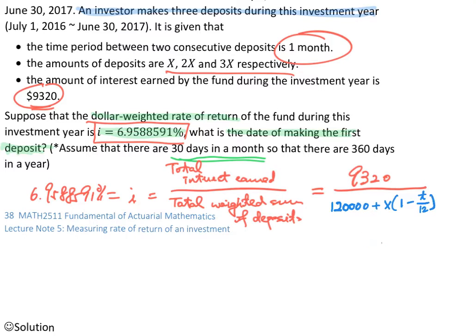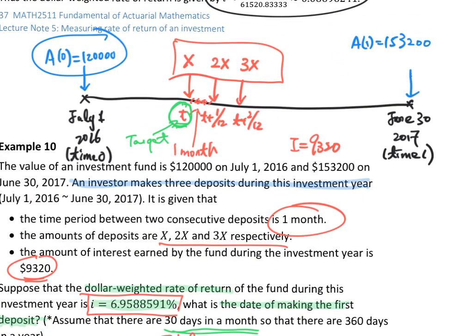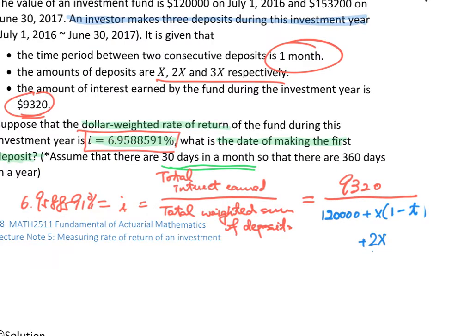No, sorry, I got it wrong here. It's only 1 minus t. And then for the next one, it is 2S, and you make it at time t plus 1 over 12. So this is what you get. And then for the last deposit, you make it at this part. Then this will be the total weighted sum of your deposits.